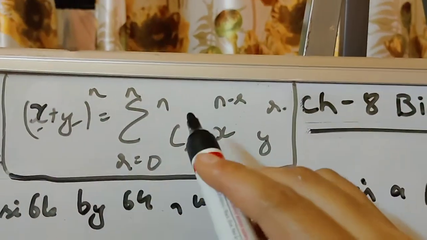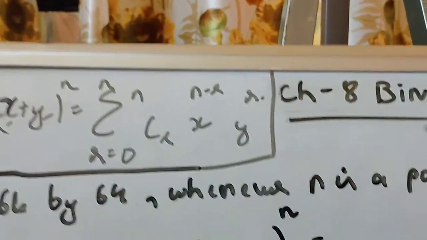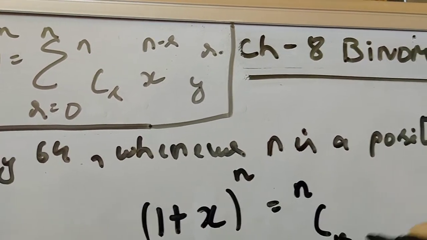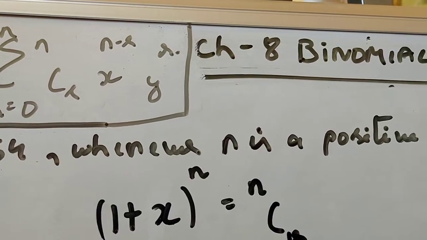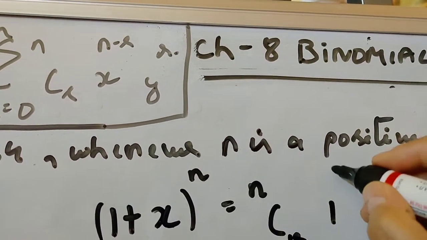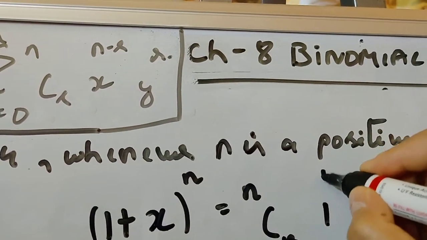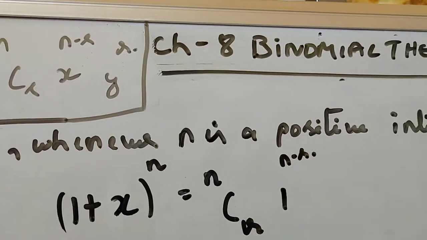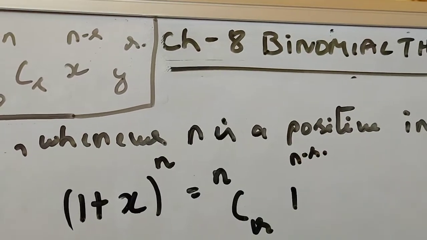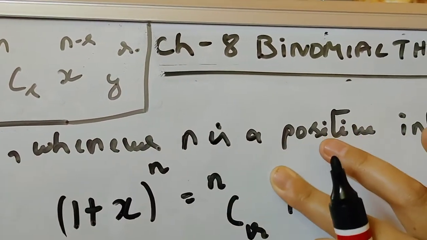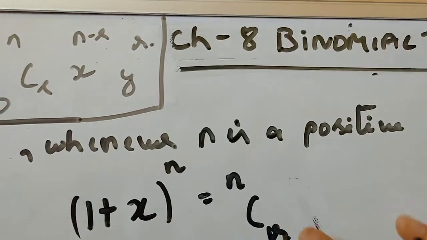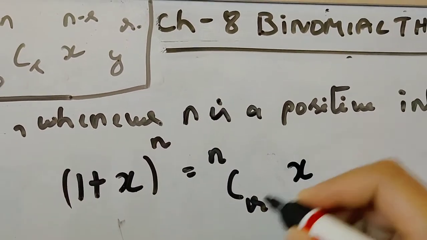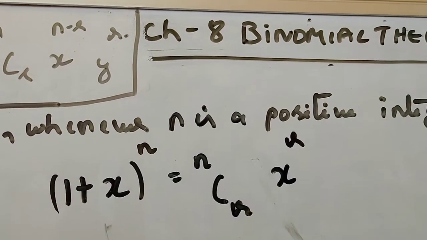Now using the binomial theorem, for power n only I can use this formula. It will be nCr, 1 to the power n minus r. Everywhere in place of x, 1 is going to come. So 1 to the power anything will always be 1, so if I don't write the 1 also, it's okay, because the answer will be 1 only. My x will be to the power r.